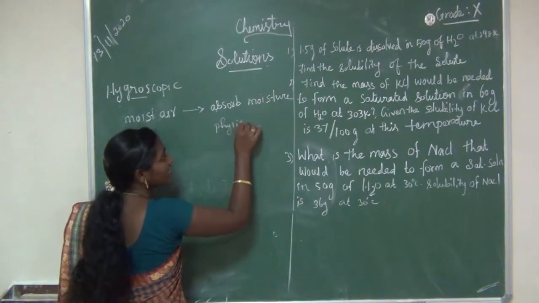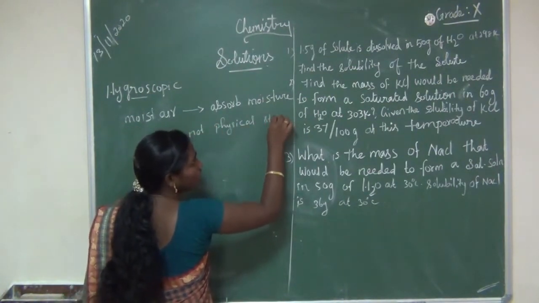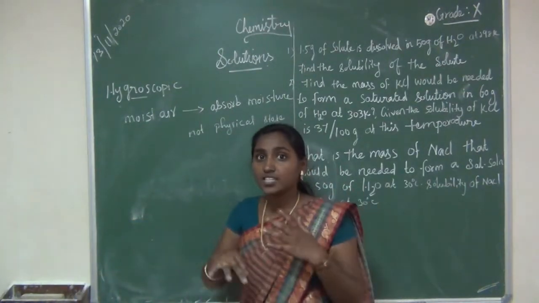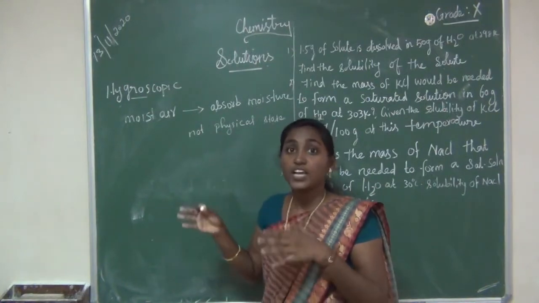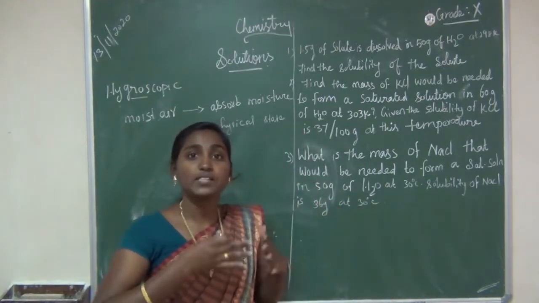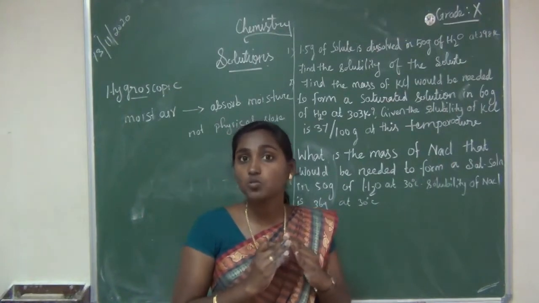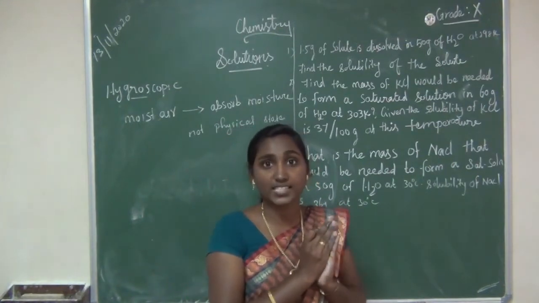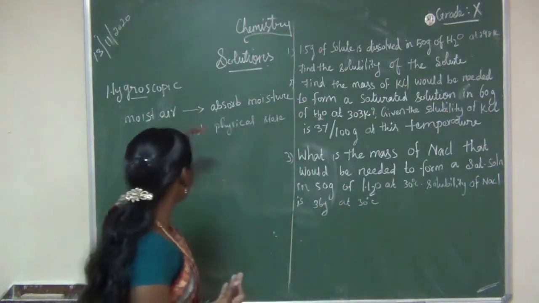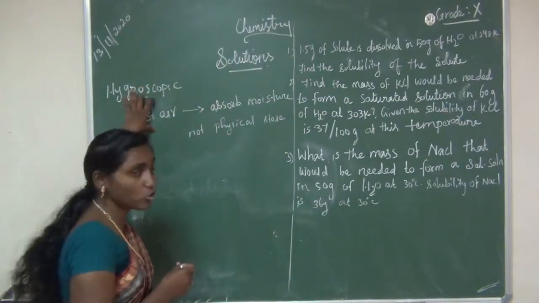It does not change its physical state, that means it does not change its shape. It absorbs the moisture, but the salt does not change its shape. If it is crystalline, it remains crystalline. If it is amorphous, it remains amorphous. What is meant by amorphous? We discussed it in the last class: it is a powdered form. So have you understood the definition of hygroscopy? Don't be confused about this.